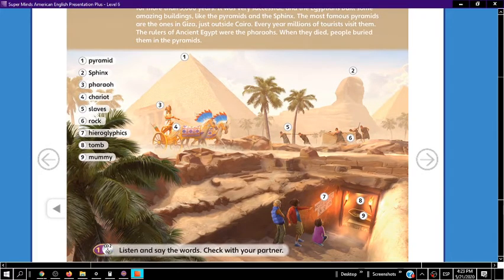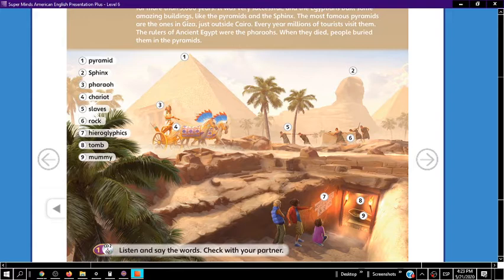For example, number 5, I see those are people that are moving some rocks from one place to another. We would call them slaves. Slaves are people who were forced to do work against their will. What about number 3 and 4?